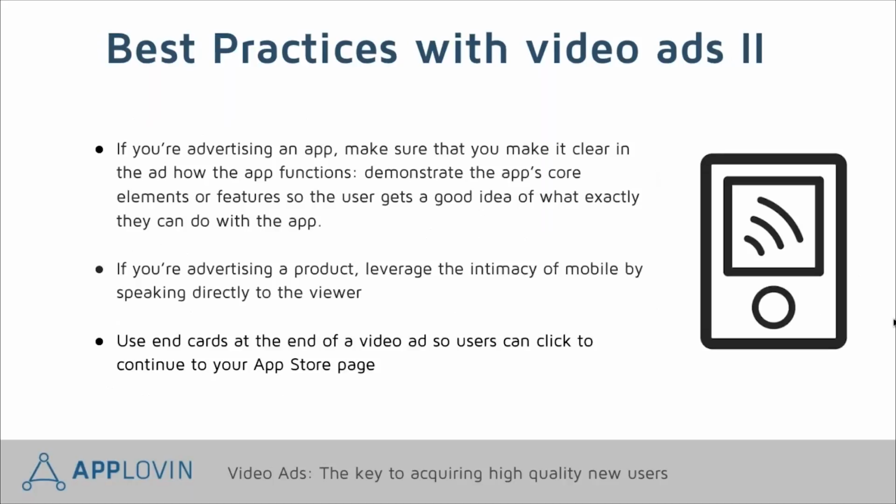If you're advertising an app, you want to make sure that it's clear in the ad how the app functions. For example, demonstrate the app's core elements or features so the user gets a really good idea of what exactly they can do with your app after they install it. If you're advertising a product, leverage the intimacy of the mobile device by speaking directly to the viewer one-on-one.